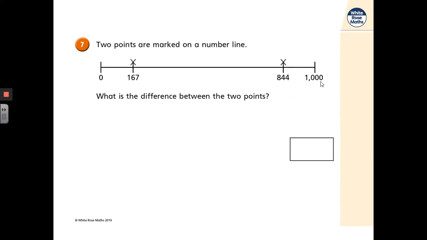Number 7. 2 points are marked on a number line. What is the difference between the 2 points? So work out this bit. We've got this number and we've got this number, so we're working out what this bit in between is worth, what the difference is between those 2 numbers. So how would you work that out? What would you need to do? Think about what method. You could use a number line like it's showing you here. You could do the normal column subtraction. It's up to you what you would find easiest.